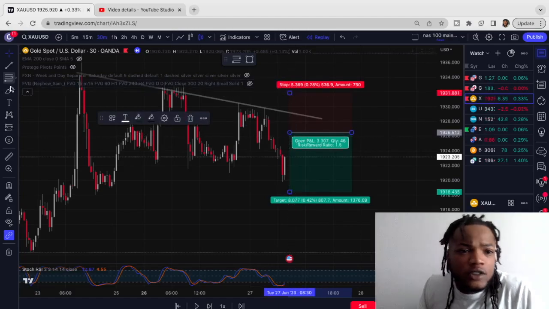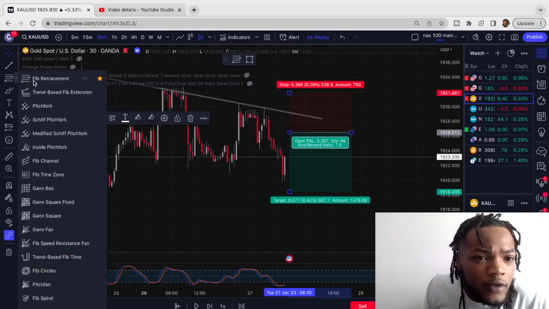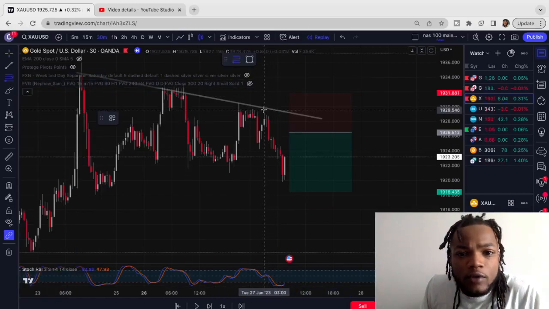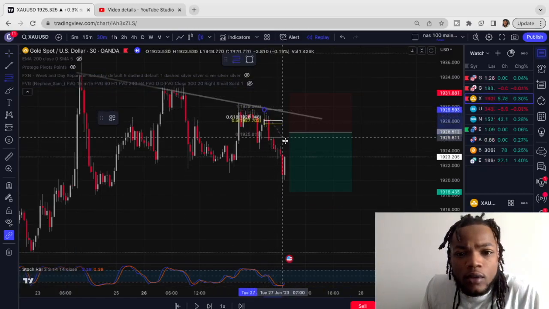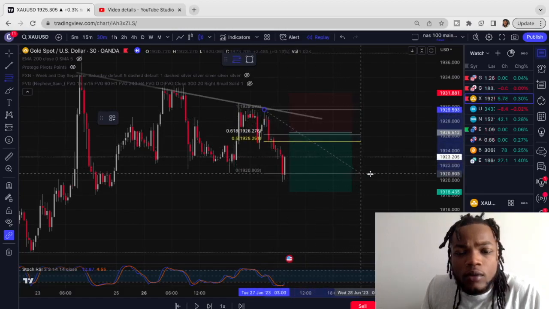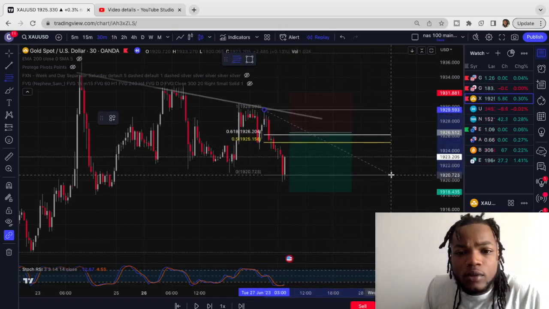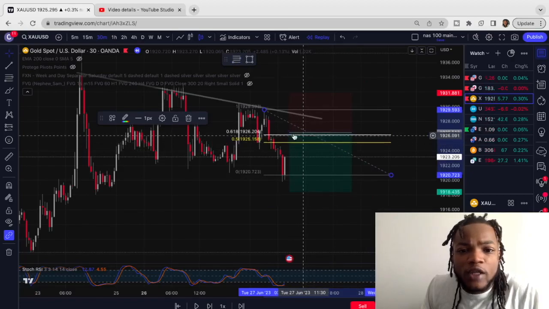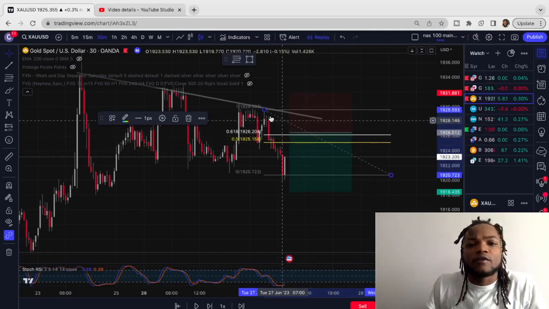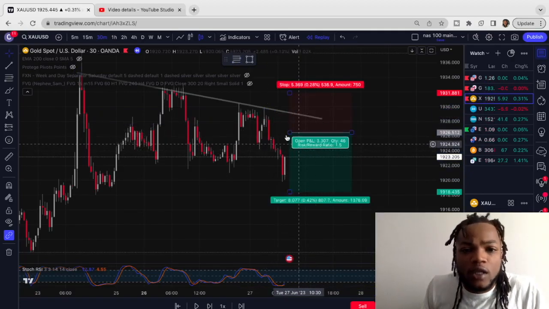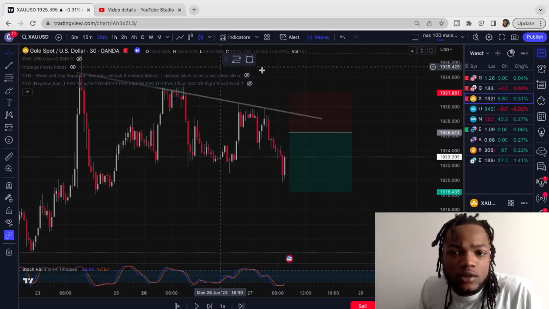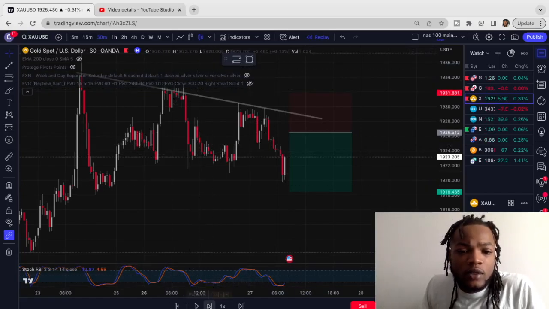Alright, let me see where my fair value gap is. I'm right in the 61.8 ratio, so I'm good on that. Check. That's another check on the strategy. So let's watch it play out.